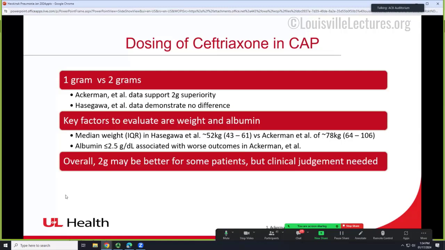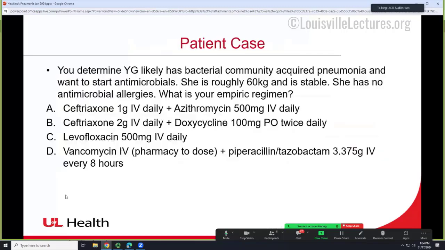I typically recommend that people start with 2 grams. If you want to then go down to 1 gram, okay, we can go down to 1 gram. But if you start with 1 gram, they go to the ICU, they're overweight and they have no albumin because they're a liver patient or something, you could potentially harm them by dosing them with 1 gram. That's my unsolicited advice that none of you asked for.